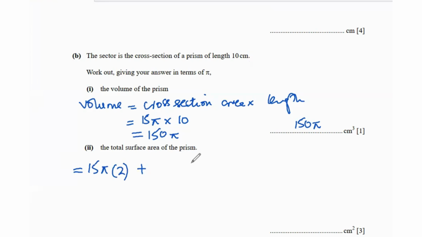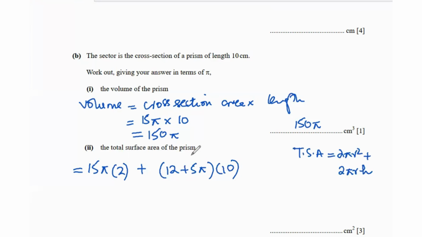Over here, we just have a portion of it. It's not the entire thing. So what we will do is the perimeter, which is 12 plus 5 pi, we times it by the total length of the prism, which is 10. So 12 plus 5 pi times 10. Once again, if you remember, the cylinder's total surface area is 2 pi r square plus 2 pi r h.